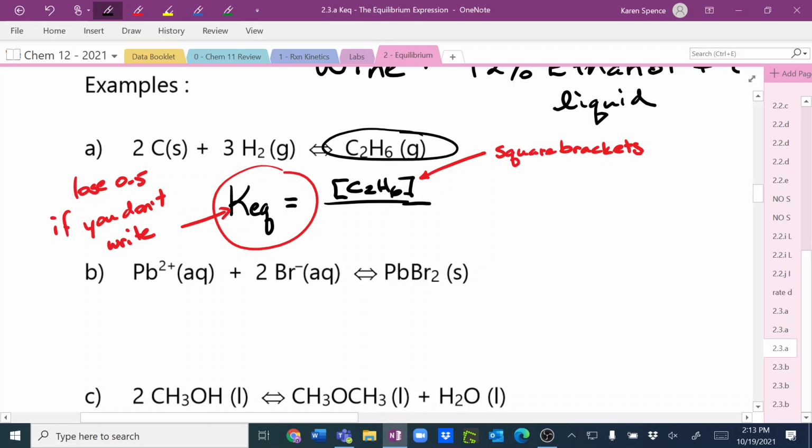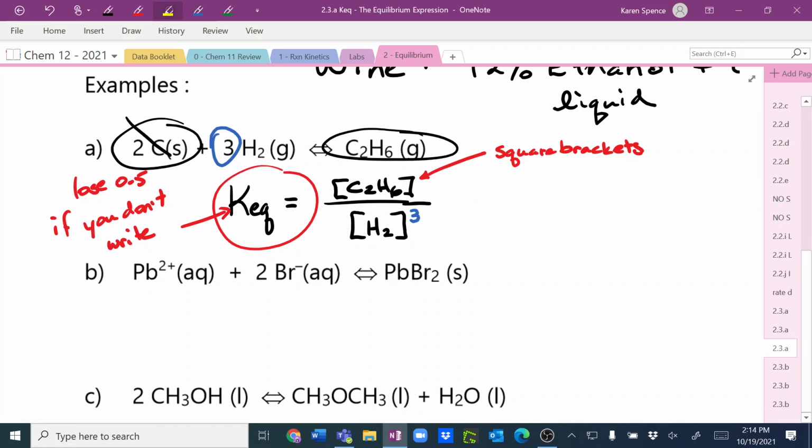In our denominator, are we going to include our carbon? No, because it is a solid. So we're going to have our carbon and we do not include it. Now, how about our H2? Yes. So we're going to have H2. And what do we need to do with it? We need to cube it. Yes? Because we have a 3 here, we need a cube there. Okay?